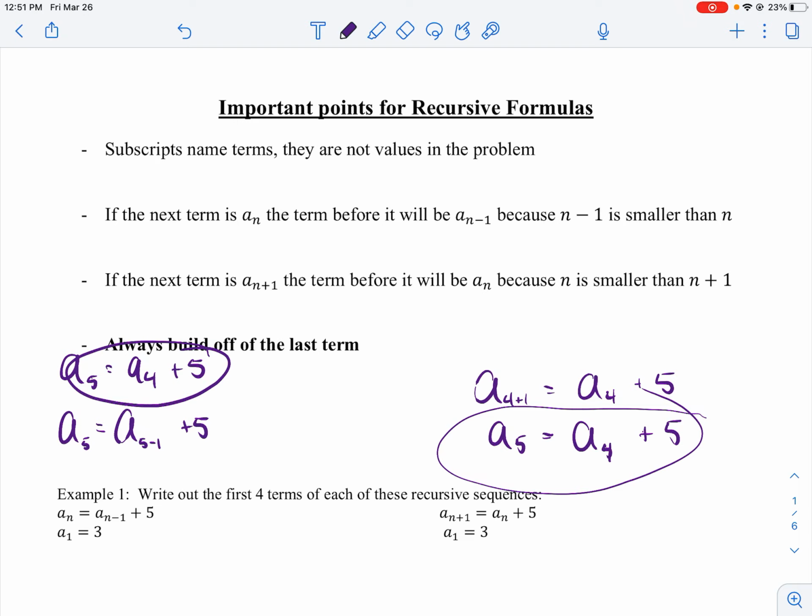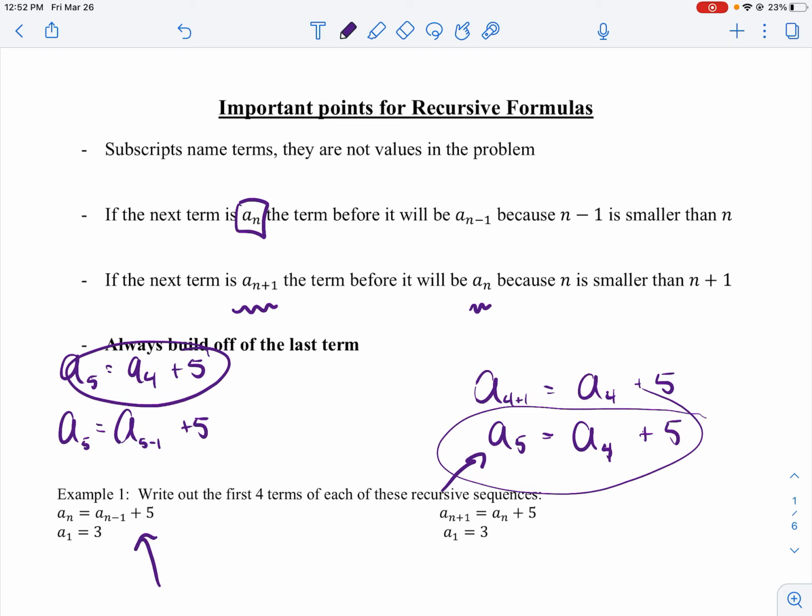So this is where this next part comes in. If the next term is a sub n, then the term before it would be a sub n minus 1, because n minus 1 is smaller than n. So in this case, when you're finding your fifth term, then a sub n minus 1 is your fourth term, the term that comes before. And then over here, if the next term is a sub n plus 1, then the term before it is a sub n, because n is smaller than n plus 1. So same thing here, when you're finding your fifth term, this a sub n plus 1 is equal to your fourth term, because a sub n is 1 less than n plus 1.